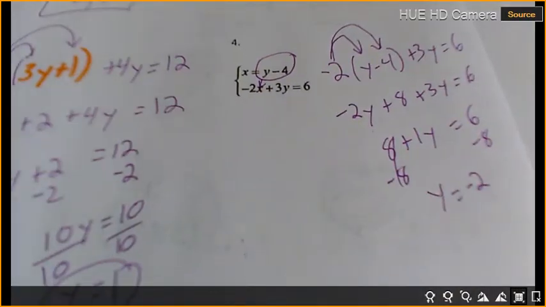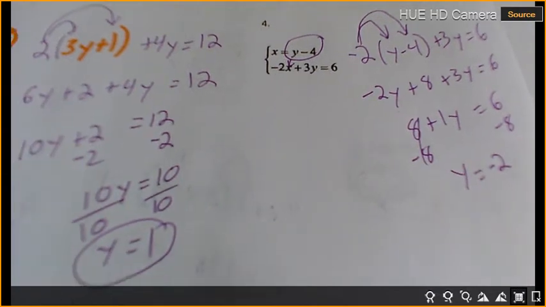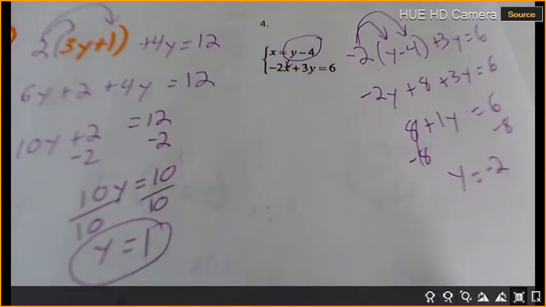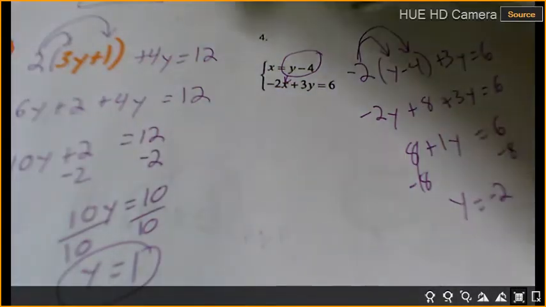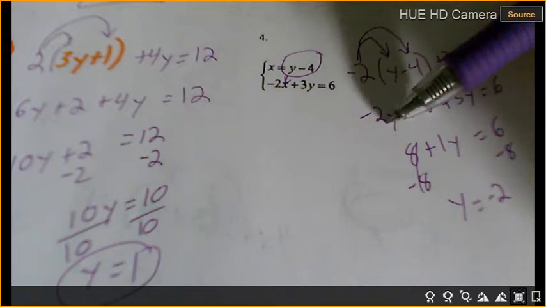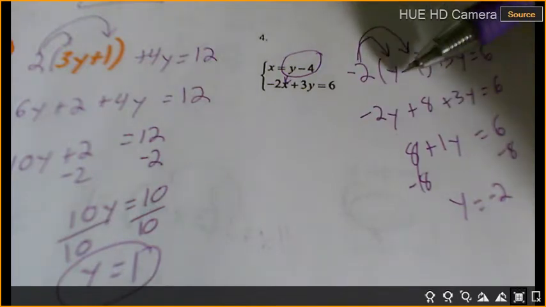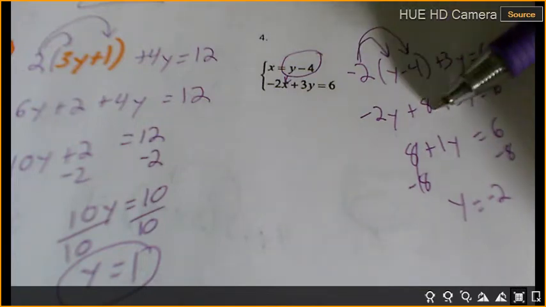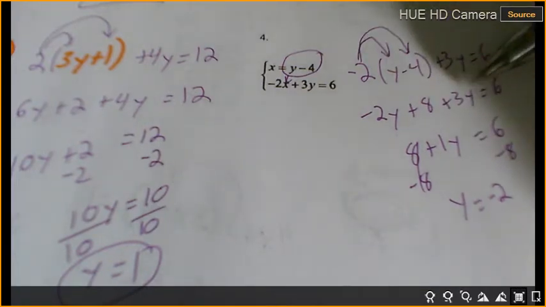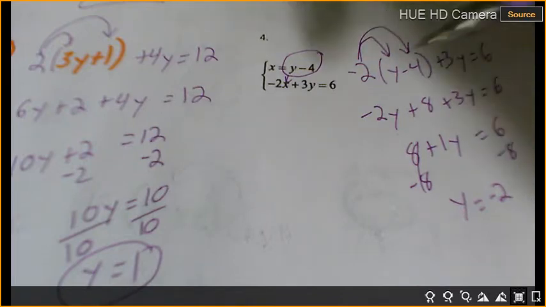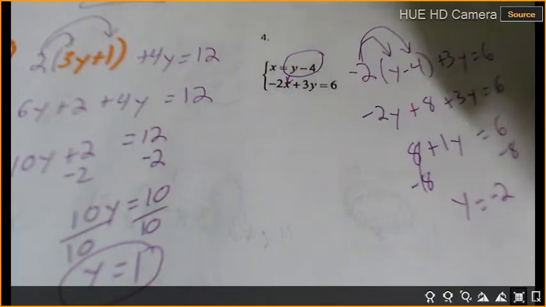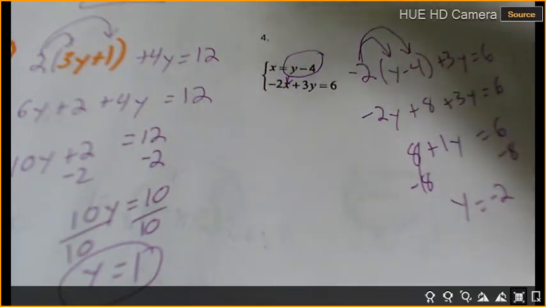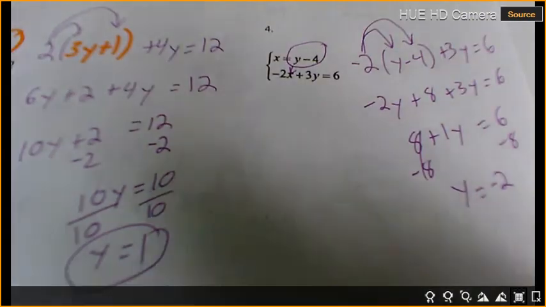Gentlemen and ladies, there shouldn't be any talking. What are you confused about? Negative 2 times y is negative 2y. Negative 2 times negative 4 is positive 8. Plus 3y equals 6. So negative 2y plus 3y is 1y. Subtract 8 from both sides. y equals negative 2.